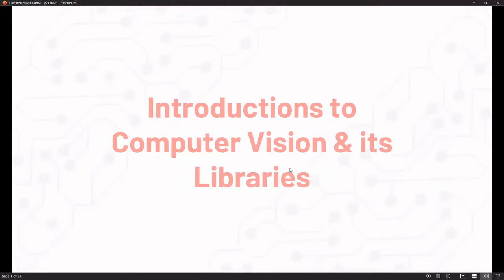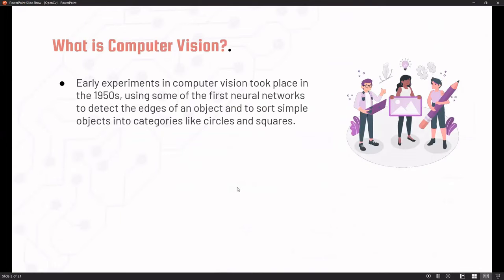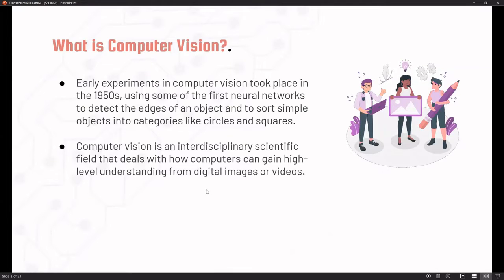So introduction to computer vision: computer vision represents an algorithm which is used by the machine to understand the information about an image or a video. That is called computer vision. In the 1950s itself, they started experimenting on whether a machine can identify different objects or not, like whether it can differentiate a circle and a square. They experimented long time before itself.